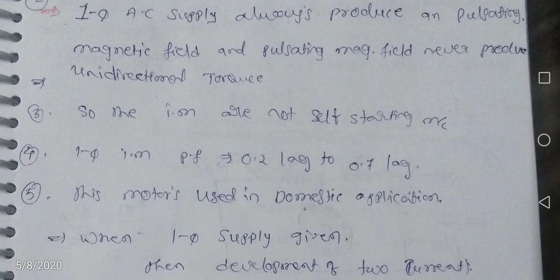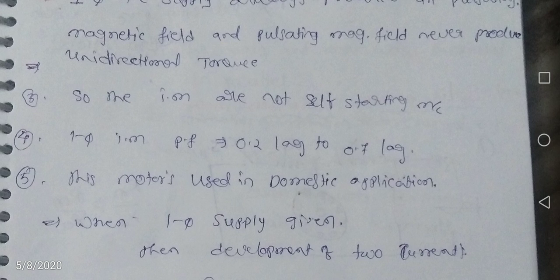A single phase induction machine power factor is about 0.2 lagging to 0.7 lagging. So it is very important in competitive exams, 0.2 to 0.7 lagging power factor. As we know, induction machines work only at lagging power factor, but synchronous machines work under lagging, leading, and unity power factor conditions. This motor is used in domestic applications. So these induction machines work under the lagging power factor conditions.